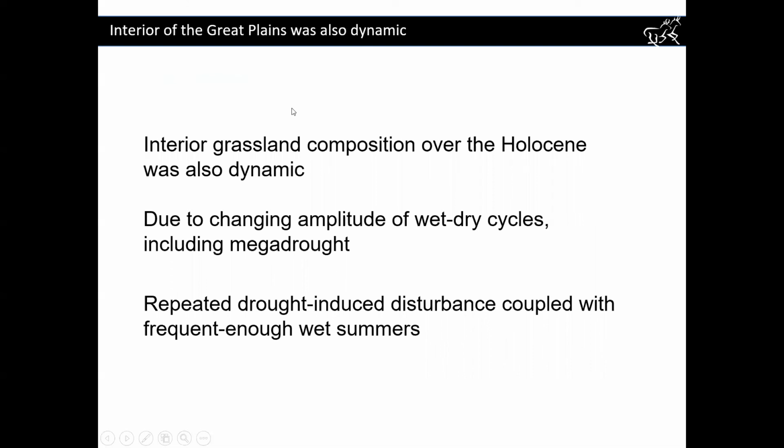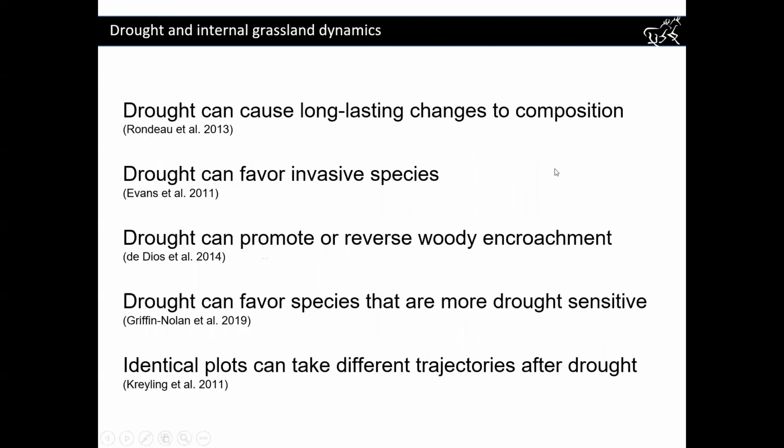The interior of the Great Plains was also dynamic over the Holocene, mostly due to some changing amplitude of the wet-dry cycles, including megadroughts that occurred during this time. These droughts could last 80 years or more. Sometimes there were repeated drought-induced disturbances coupled with some pretty wet summers, maybe some situations that we wouldn't find so much today, but these kinds of drivers caused even the interior of the Great Plains to have a different community composition in terms of the grasses and forbs as we move through time.